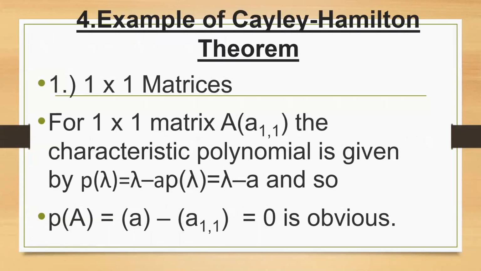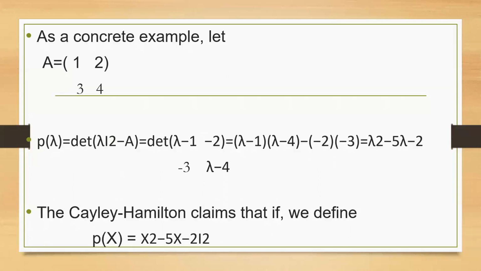Now moving on to the next slide. It is the continuation of the examples of Cayley-Hamilton theorem for 2 by 2 matrix. As a concrete example, let A be a 2 by 2 matrix where the first row has elements 1 and 2 and the second row has elements 3 and 4.